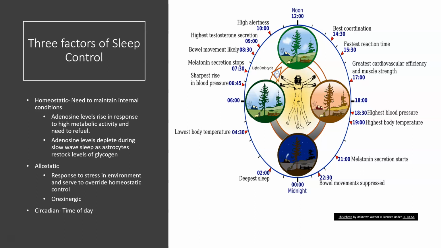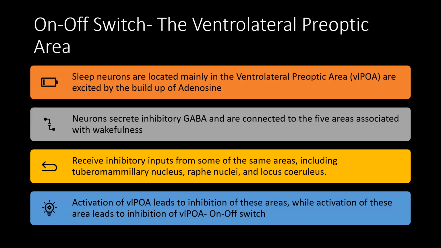So there are 3 factors of sleep control. There's homeostatic, which we just talked about. This is the need for metabolically active neurons to rest and refuel, which leads to the release of adenosine. And then there's allostatic, which acts to override homeostatic control. This is the orexinergic system, as well as the circadian system, which is mediated by the time of day and factors of light. So the sleep-awake system is actually an on-off switch, because it's mediated by 2 areas of the brain which inhibit each other. So both cannot be on at the same time.